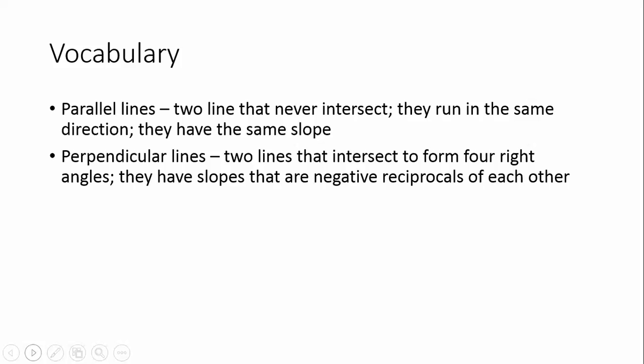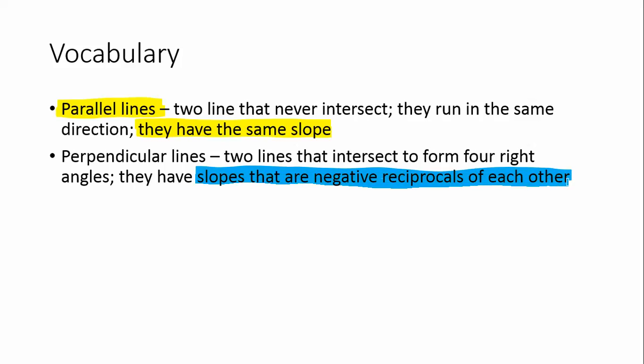They run in the same direction, and the important information here is that they have the same slope. So that's something you need to make sure you remember. And that's for parallel lines. The other piece of information is for perpendicular lines. These are two lines that intersect and form four right angles, and they have slopes that are negative reciprocals of each other. So this is the really important piece again, and we're going to talk about negative reciprocals in a minute. So perpendicular lines have slopes that are negative reciprocals of each other, and parallel lines have the same slope.